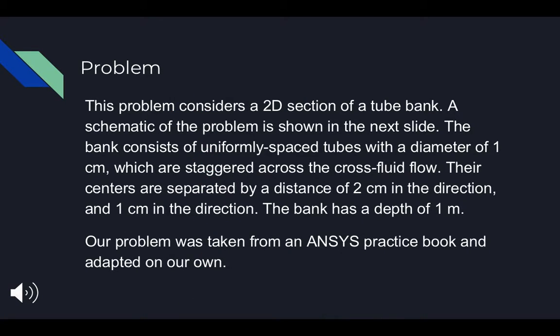This problem considers a 2D section of a tube bank. The schematic of the problem is shown in the next slide. This bank consists of uniformly spaced tubes with a diameter of 1 centimeter, which are staggered across the cross-fluid flow. Their centers are separated by a distance of 2 centimeters in the x direction and 1 centimeter in the y direction. The bank has a depth of 1 meter.